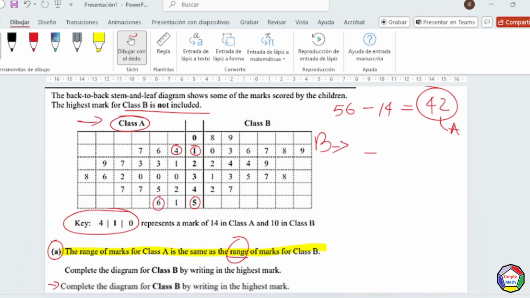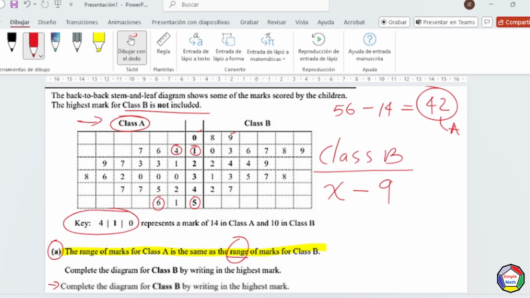Sorry, let me organize the information here in a better way. I'm going to type it normally. What happened in class B? In class B, we get the range by using the biggest number minus the smallest, but we don't know the biggest number, so I'm going to call it X. The biggest number minus the smallest, and I know the smallest number is 0 and 9, which makes 9.